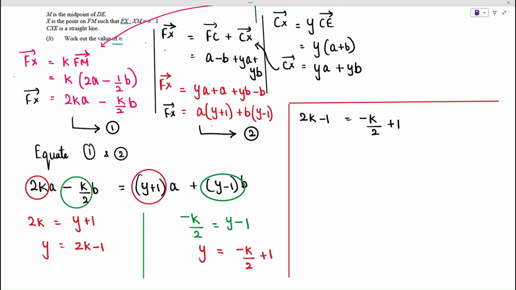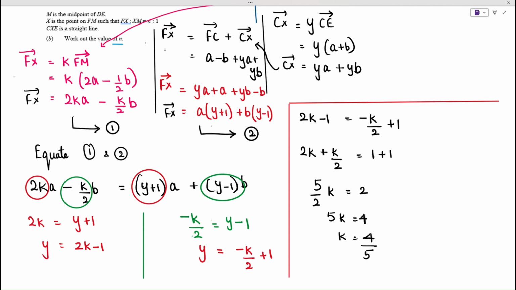What we're going to do is move our values with k and our integer values to opposite sides. So by rearranging, we get 2k plus k over 2 is equal to 1 plus 1. And so we're left with here 5 over 2k is equal to 2. Now what we can do here is multiply both sides of our equation by 2 to remove the fraction. So we get 5k is equal to 4. k is equal to 4 over 5.